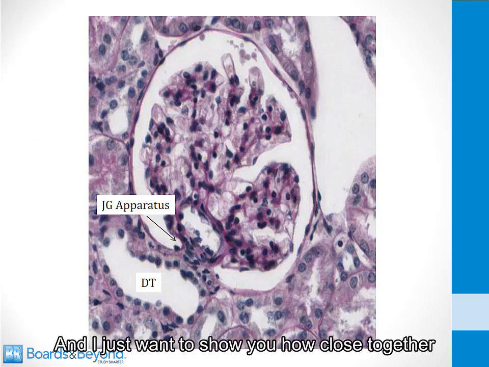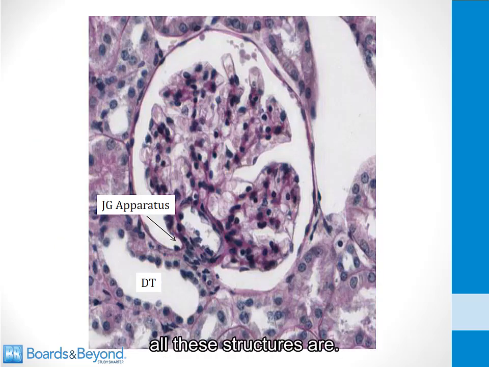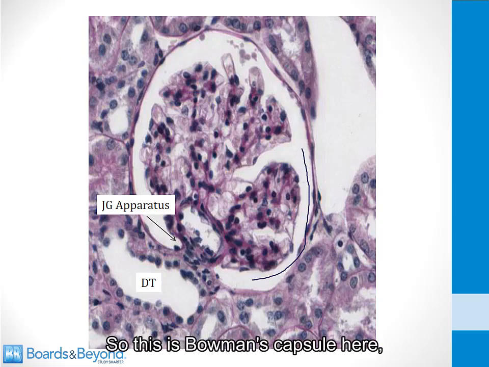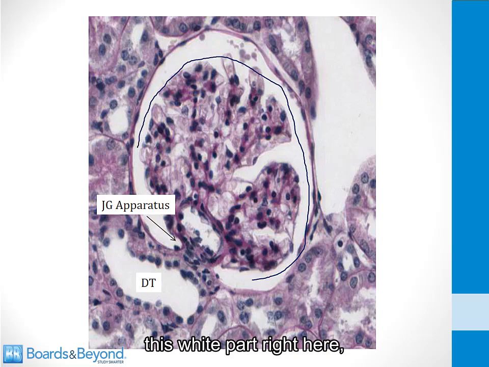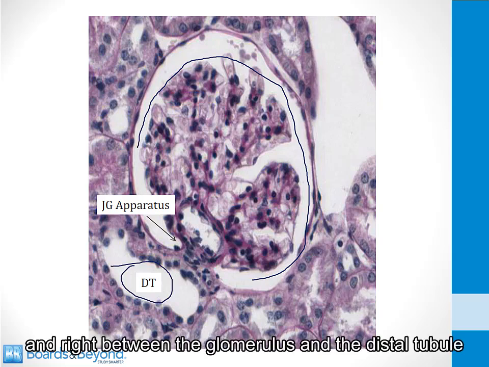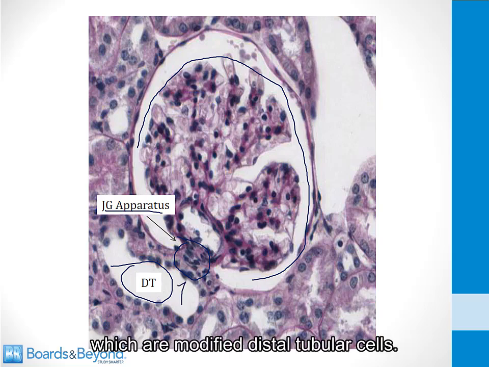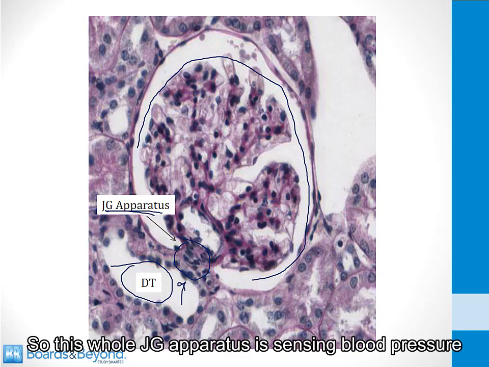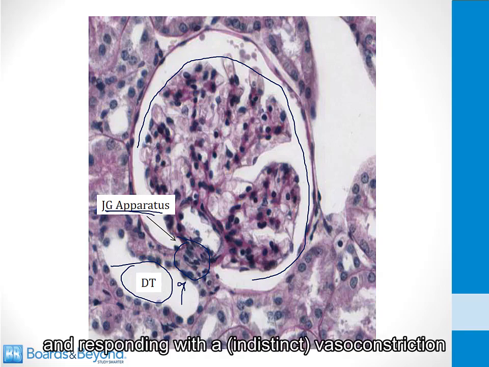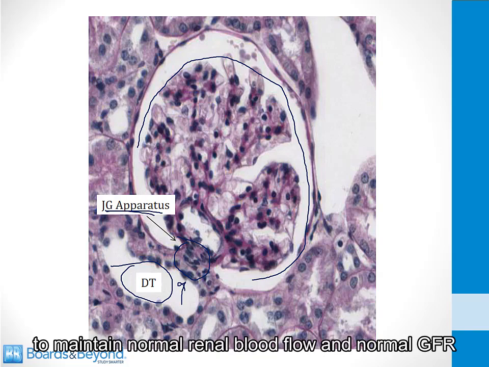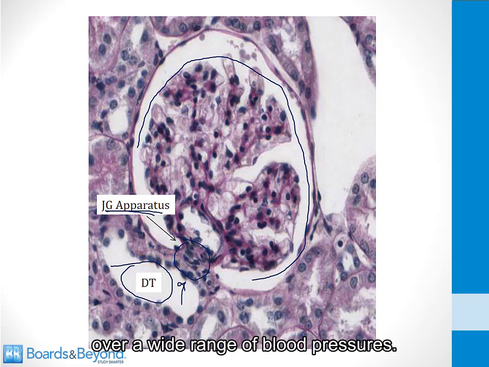Here's an image of a glomerulus, and I just want to show you how close together all these structures are. So this is Bowman's capsule here, this white part right here. We've got the distal tubule out here, and right between the glomerulus and the distal tubule is the JG apparatus. That's where you can find macula densa cells, which are modified distal tubular cells. That's also where you can find the cells of the afferent arteriole that vasoconstrict. So this whole JG apparatus is sensing blood pressure and responding with afferent arteriole vasoconstriction to maintain normal renal blood flow and normal GFR over a wide range of blood pressures.